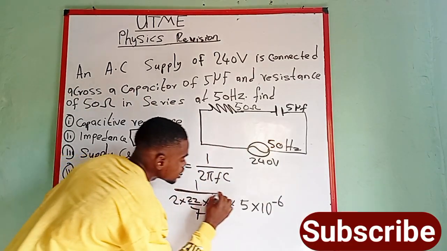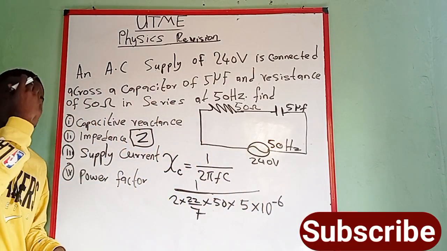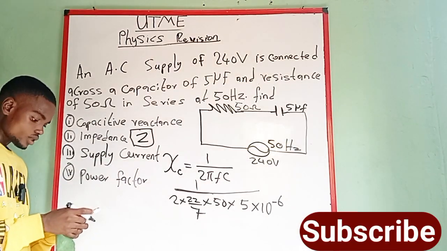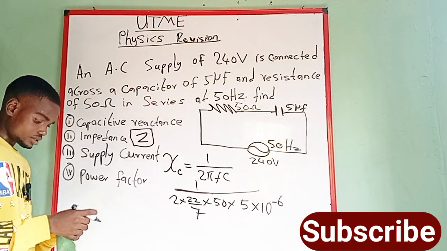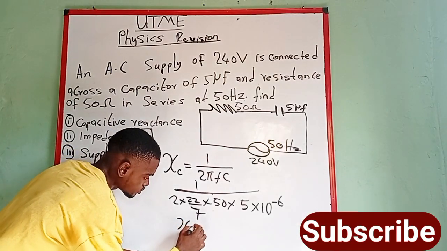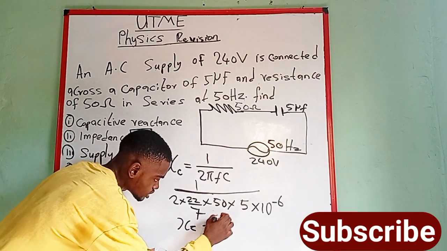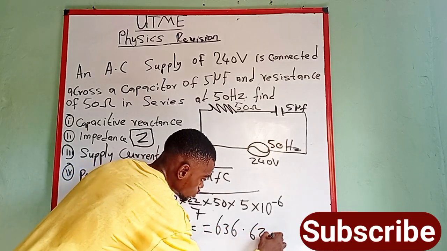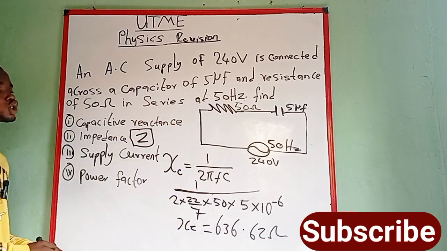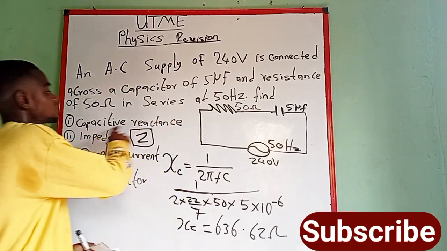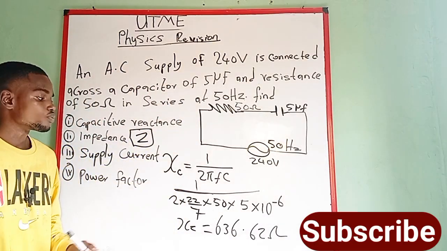So this is our expression. If we calculate it, we're going to get the capacitive reactance. And I've done that. I've calculated it and summed it up to be capacitive reactance, Xc, is equal to 636.62 ohms. So it is also measured in ohms. Now that is the first answer for the first question.